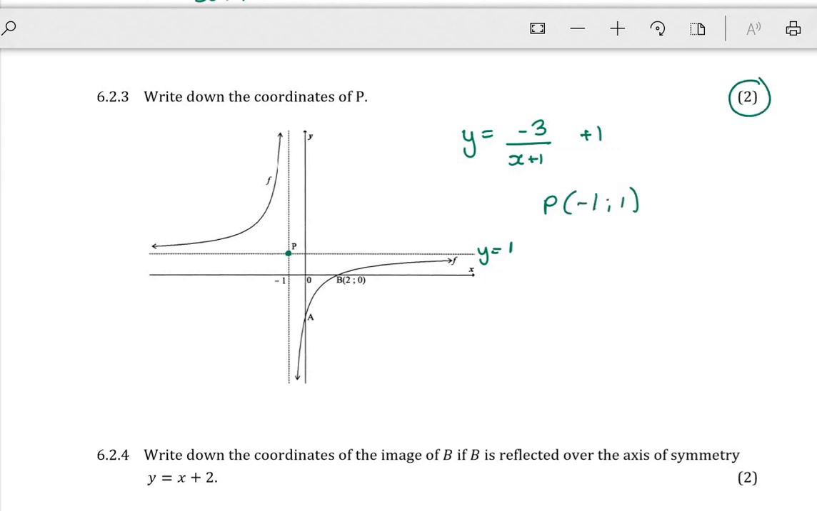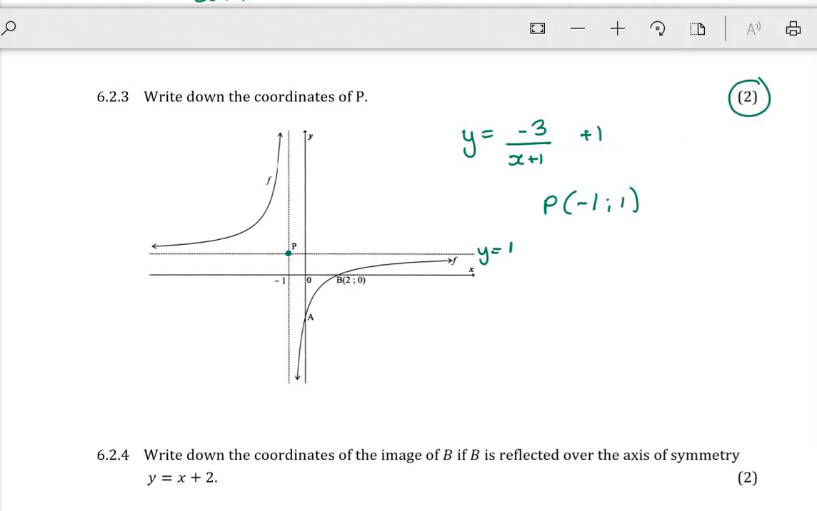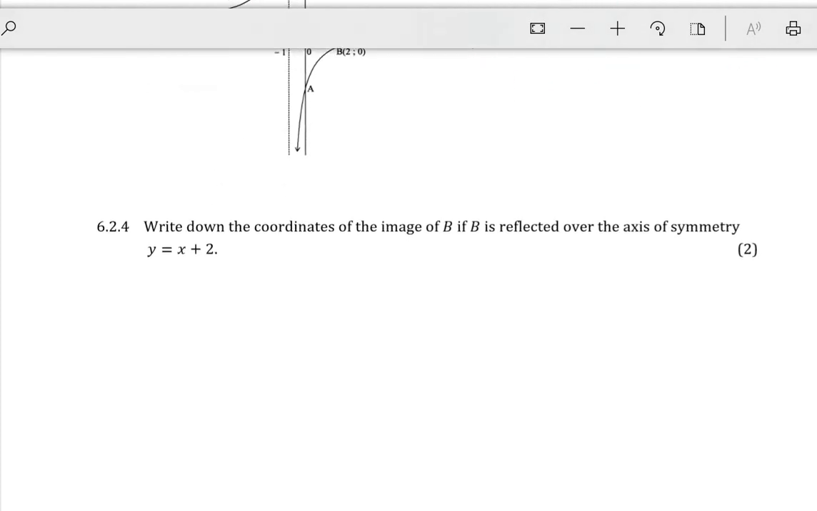So that's 2 marks. Don't let the first 2 questions throw you off for those marks, because those were completely attainable once they'd given you the equation. Next one's a little bit weird.